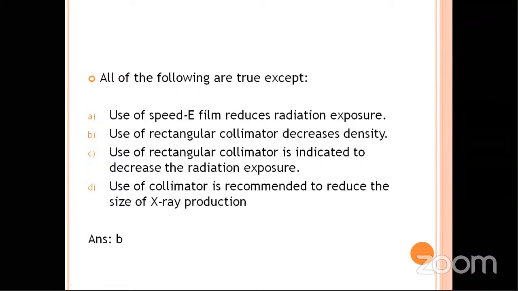So here the option is option B. Okay, so the collimator doesn't have anything to do with the density. It is only the exposure. Okay, so speed depends upon the crystals which are present in the IOPA film. The IOPA films are divided into speed A to speed F. Okay, so with these crystals they differentiate the speed. So next, collimator is something to reduce the radiation exposure. It doesn't have anything to do with the density. So the best option is B.